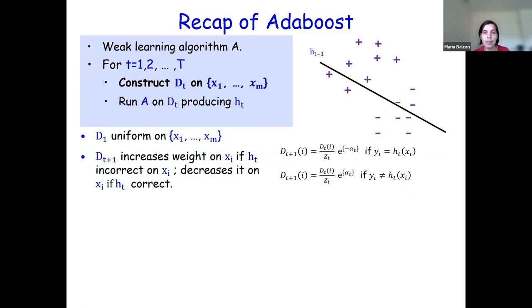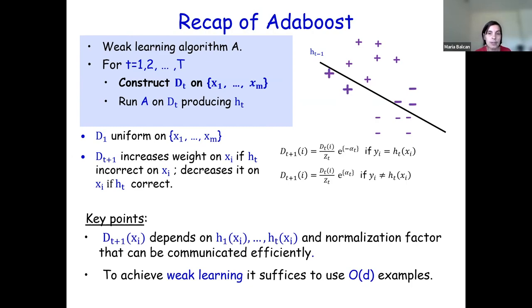I went quickly through it, but the details, the way we construct the new distribution D(T+1) based on the older distribution DT and the weak learner we found in round T, HT, are specifically written here on the slide. Luckily for my discussion today, the specific details don't totally matter. What really matters to get the distributed implementation of AdaBoost are the following two key points.